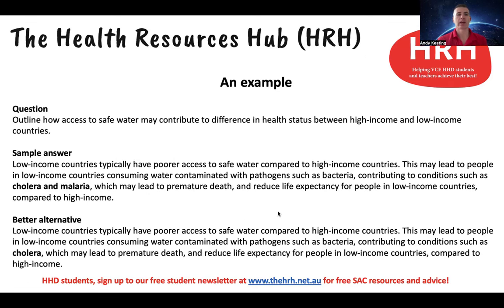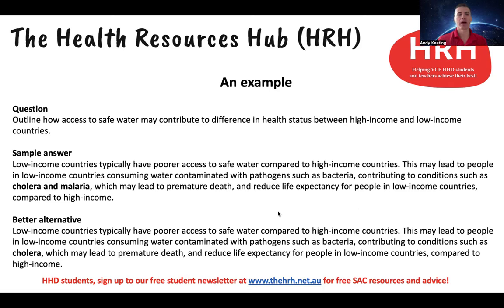So probably the easiest way to dive in and talk about this is to look at something specific. A question could ask, outline how access to safe water may contribute to differences in health status between high income and low income countries. The first sample answer, which is not the greatest option, says that low income countries typically have poor access to safe water compared to high income countries. That's fine. Then it says this may lead to people in low income countries consuming water contaminated with pathogens such as bacteria, contributing to conditions such as cholera and malaria, which may lead to premature death and reduced life expectancy for people in low income countries compared to high income countries.